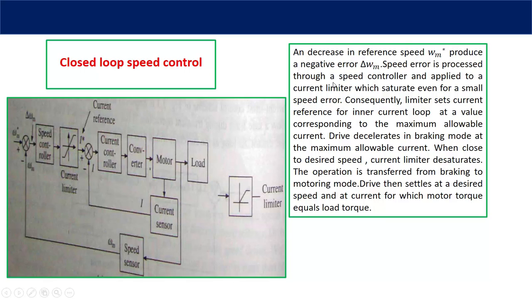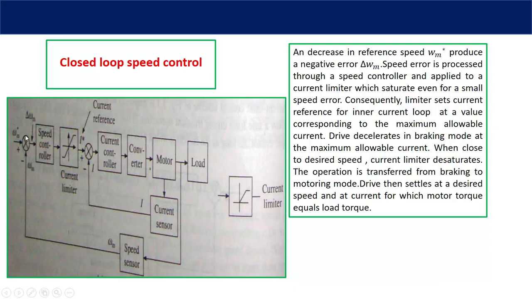The speed error is processed through a speed controller and, just like acceleration, applied to a current limiter, which saturates even for a small speed error. Consequently, the limiter sets the current reference for the inner current loop at a value corresponding to the maximum allowable current. The drive decelerates in braking mode at the maximum allowable current. When close to the desired speed, the current limiter desaturates. The operation is transferred from braking to motoring mode.